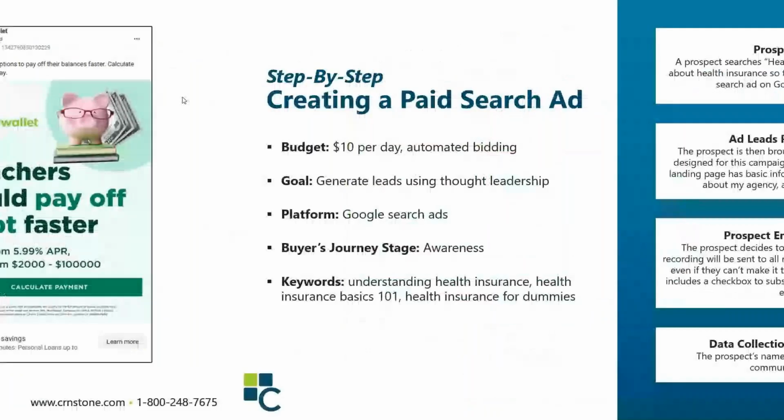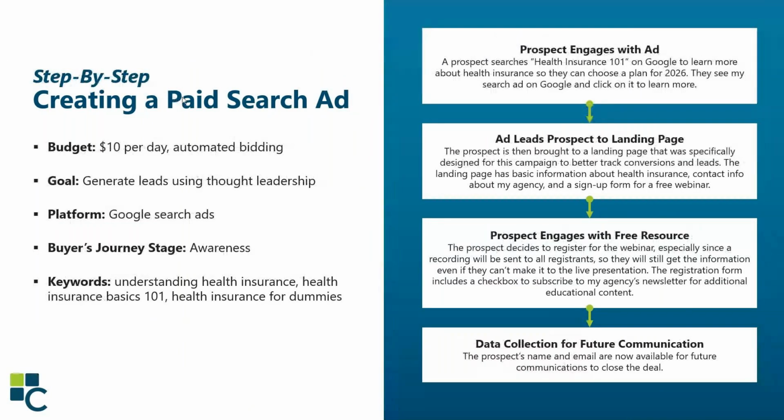With all that information in mind, let's talk about what this would look like for a paid search ad that you create or a paid social ad that you create. So for a paid search ad, let's say that for our budget, we want to spend $10 per day and we want the bidding to be automated. So we want the back end of Google to take our $10 each day and say, spend this money and try to get us to one of those ad spots.